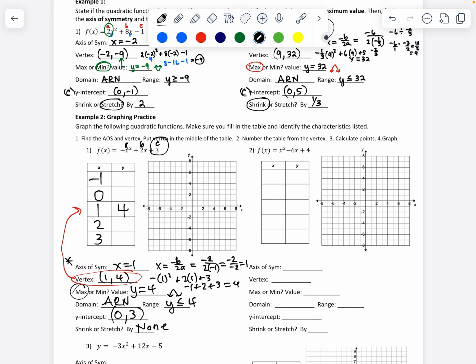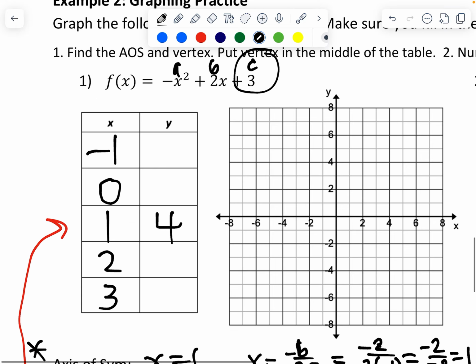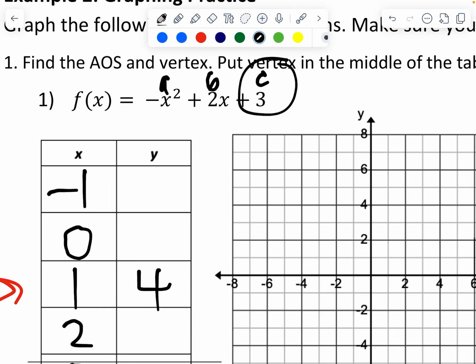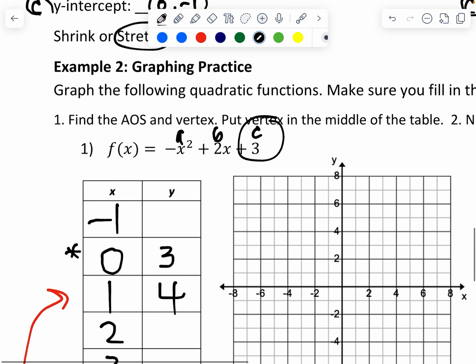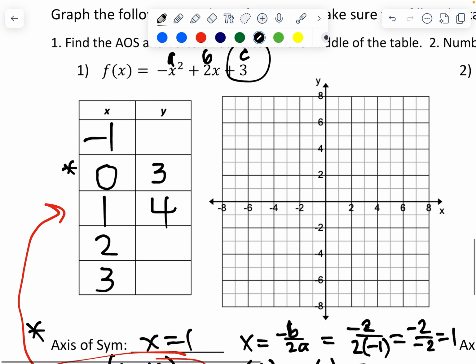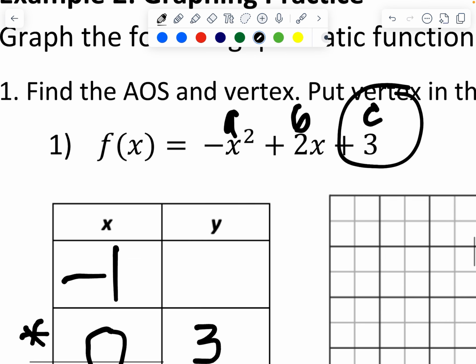Now the y values we have to plug in to find the rest of the table. I'm going to start with 0 because I know this is special. If x is 0, that's my c value, the y-intercept. Because this is a parabola and it's symmetric, if x is 0 the y value is 3, and the other side is also 3. Now I'm going to choose either -1 or 3, because they're both going to be the same number. I'm going to plug -1 into the function.